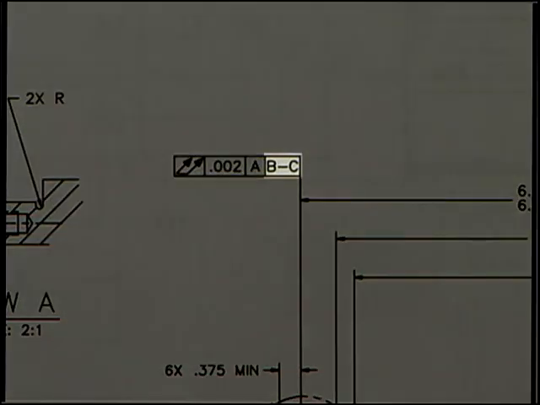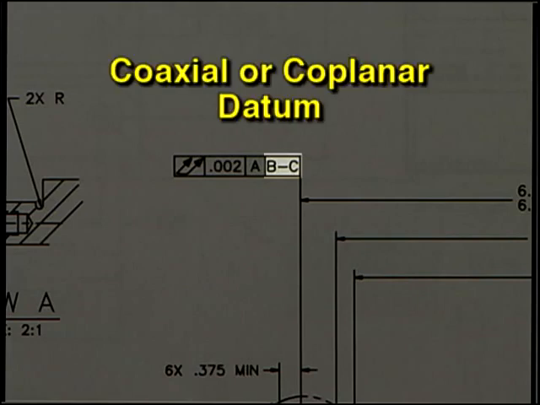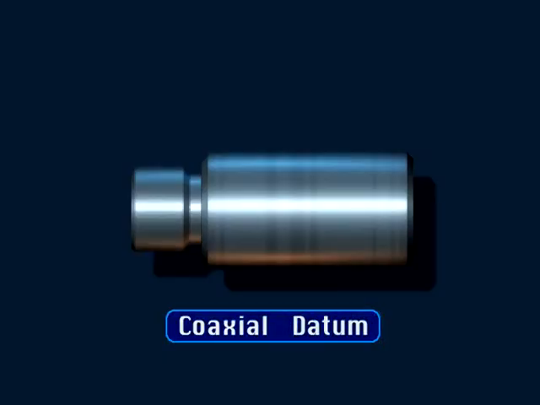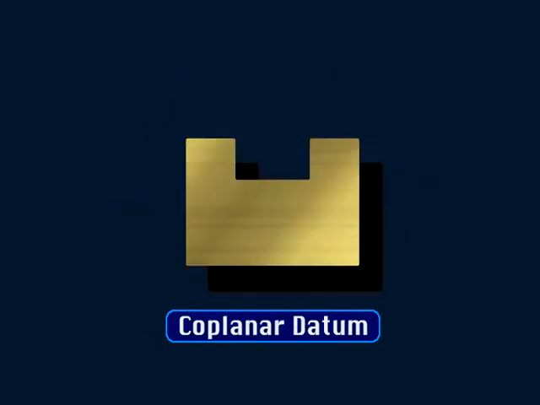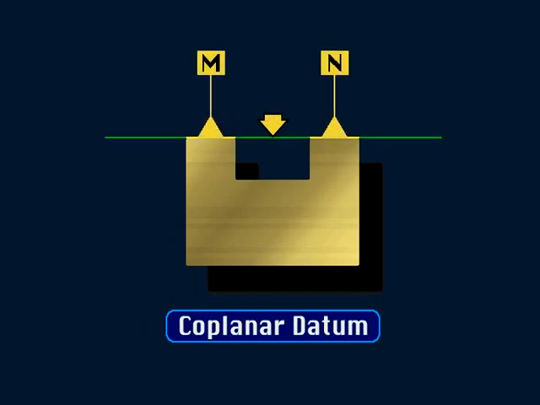Occasionally, two datums separated by a hyphen may be called out on a part print. This indicates that the two datums are to be combined to form a coaxial or coplanar datum. An example of a coaxial datum would be two diameters of a workpiece that share the same axis. An example of a coplanar datum would be a workpiece where two flat surfaces share the same plane.